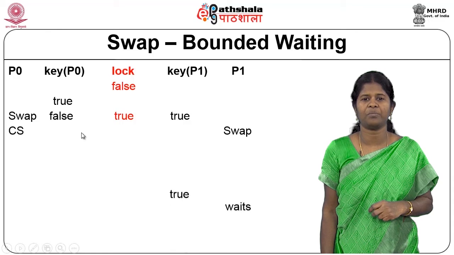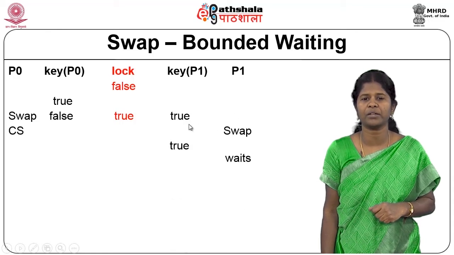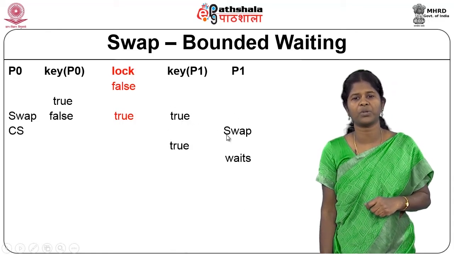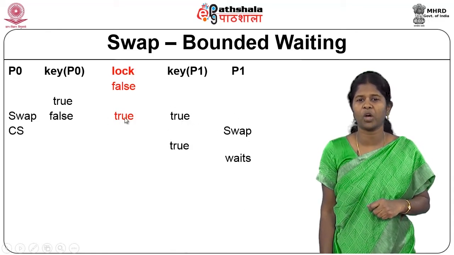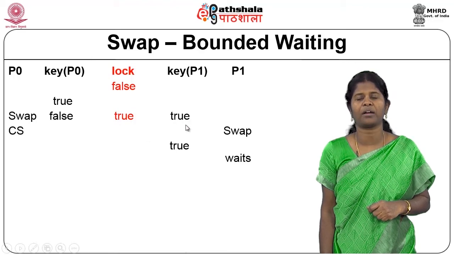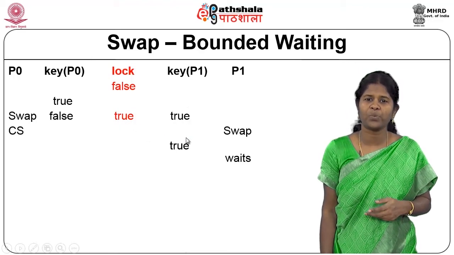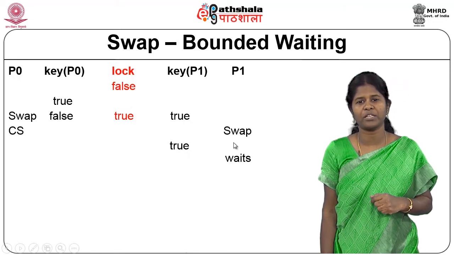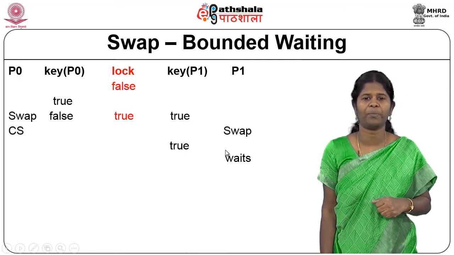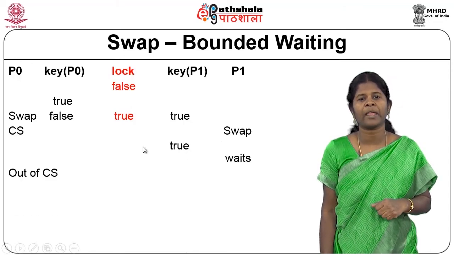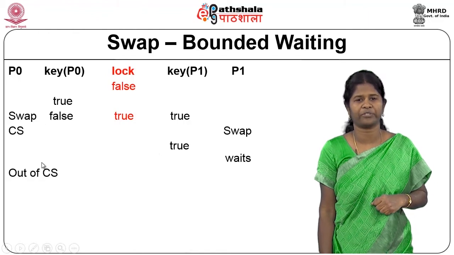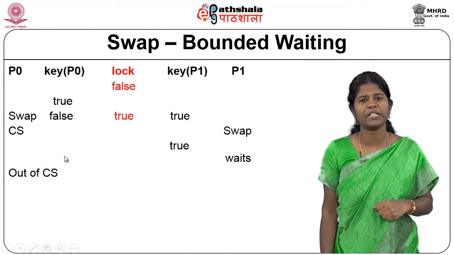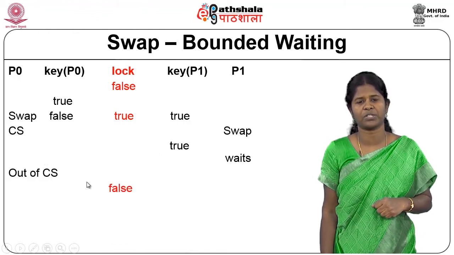Say in the meantime P1 wants to enter the critical section, P1 changes the value of key to true, it does a swap of key and lock, but key and lock are both true, hence swap of key and lock will keep the value of key true, and P1 will continue to check the while loop and P1 waits. And now P naught, say it comes out of the critical section and it changes the value of lock to false.